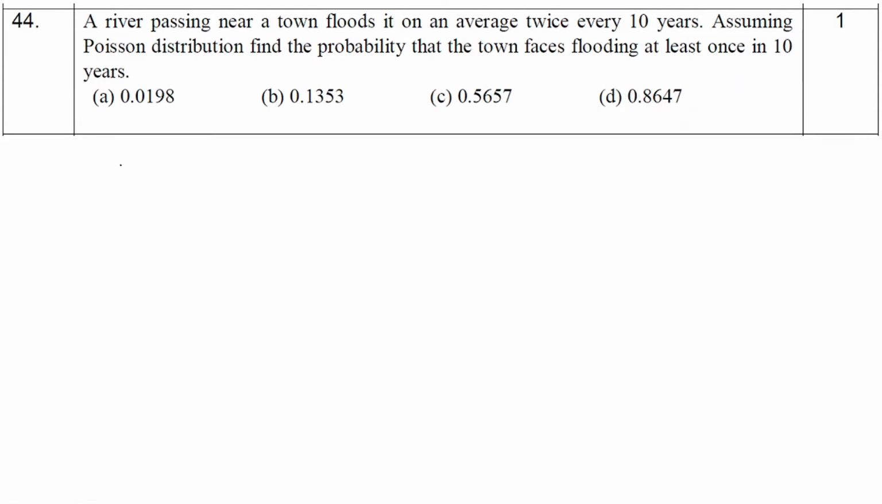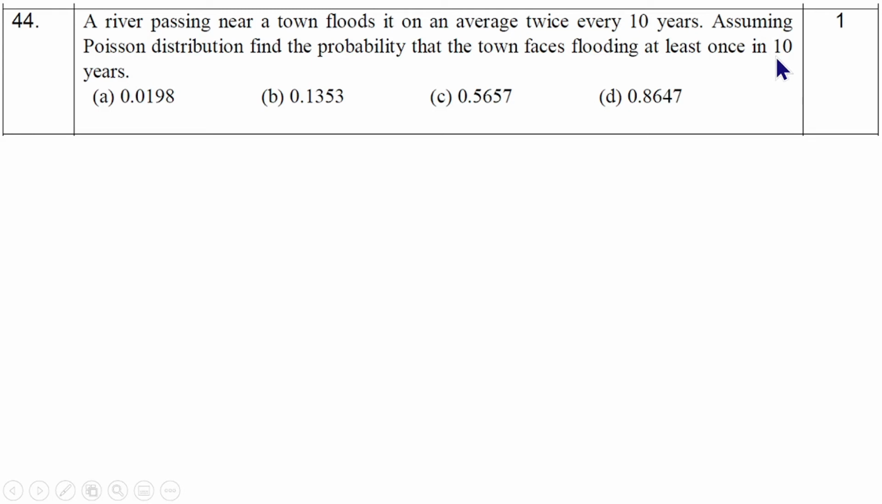So here lambda is equal to 2 and X follows Poisson distribution with lambda equal to 2. Now we need to find the probability of X greater than or equal to 1. So here it is asked, find the probability that the town faces flooding at least once in 10 years. So we need to find probability of X greater than or equal to 1.